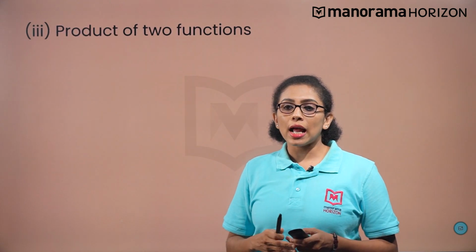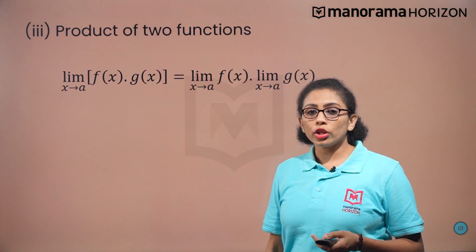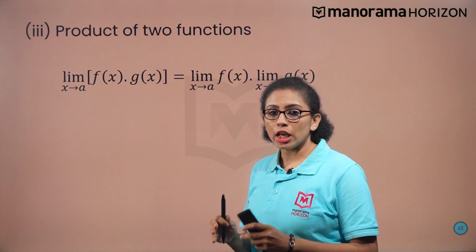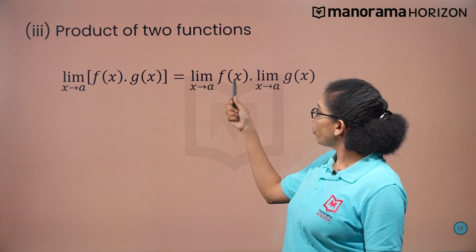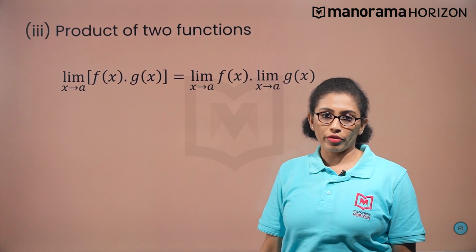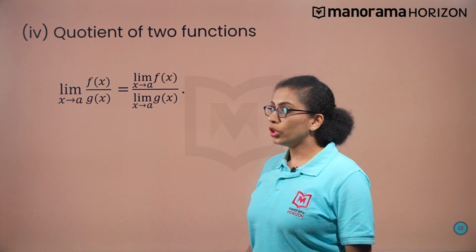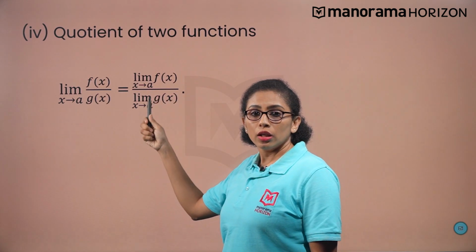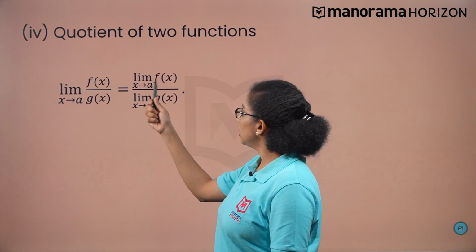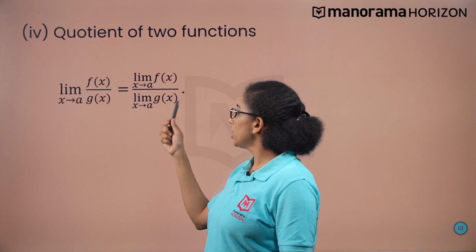Now, we can describe how the product of two functions is carried out. The limit of the product of two functions is the product of the limits of the functions. That is, limit of f of x into limit of g of x. So now, next we have the quotient of two functions. The limit of the quotient of two functions is the quotient of the limits of the functions. That is, limit x tends to a f of x by limit x tends to a g of x.